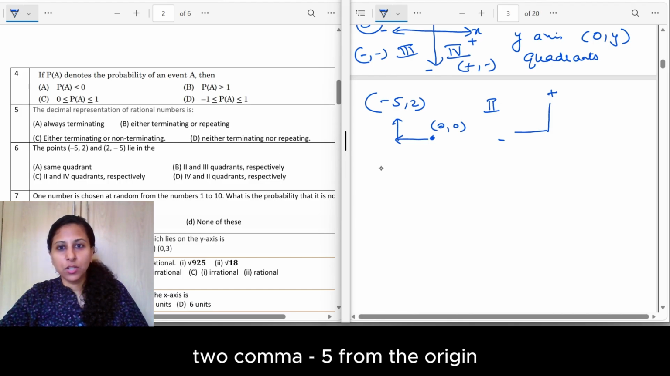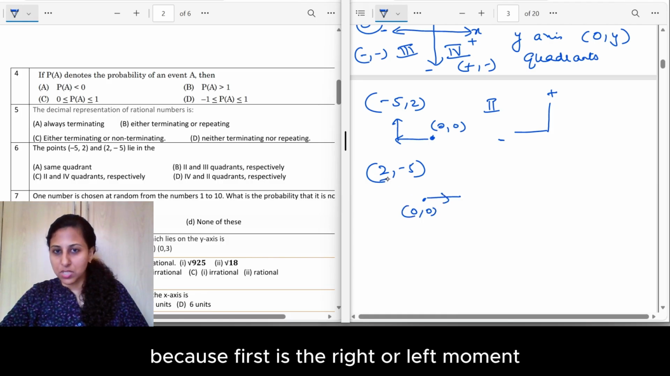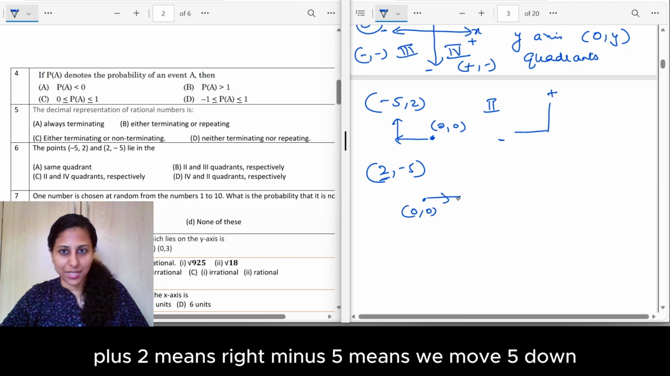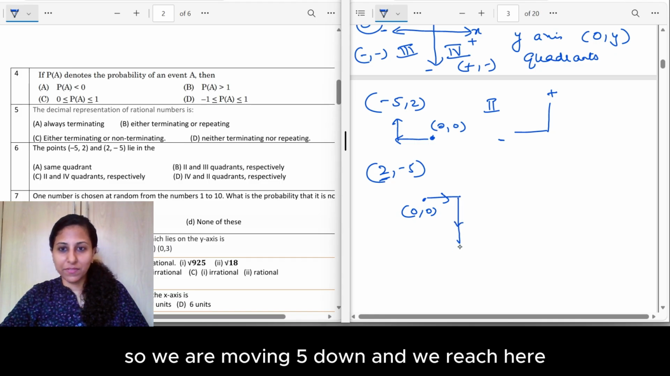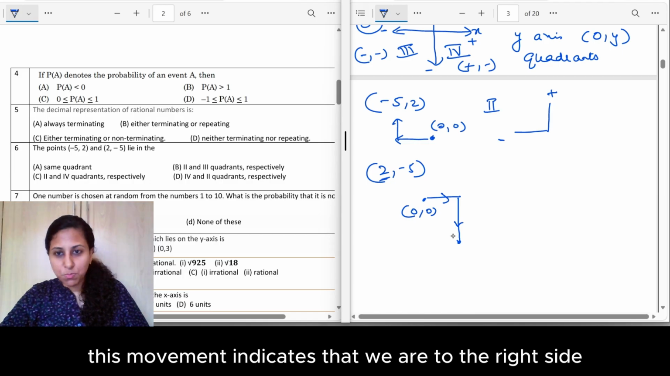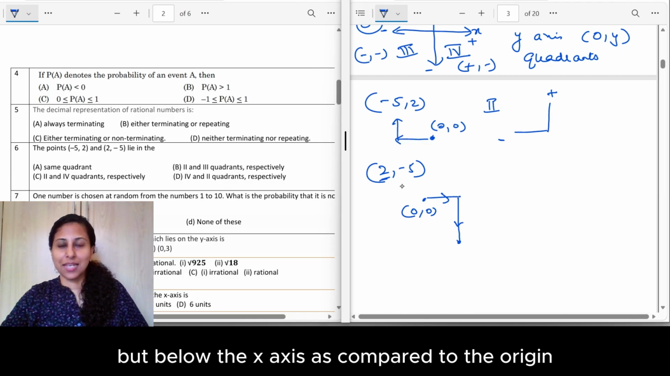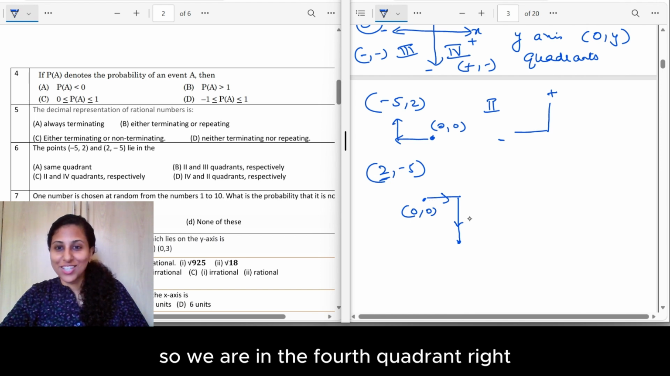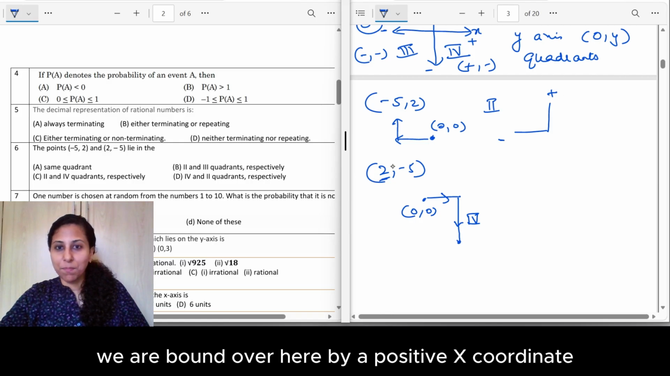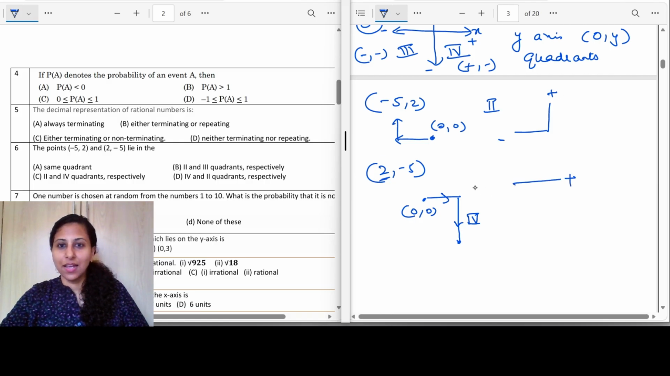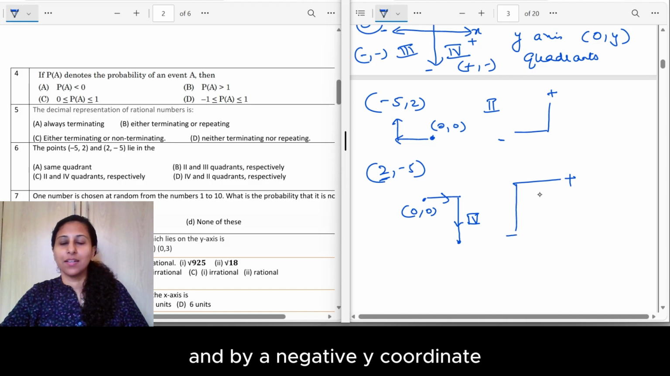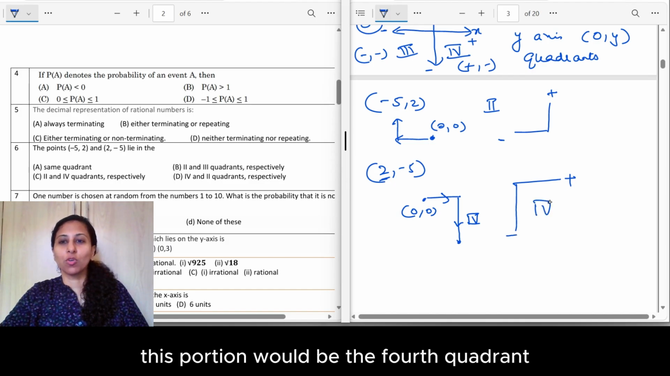What about the next point? 2 comma minus 5. From the origin, we are moving to the right because first is the right or left movement. Plus 2 means right. Minus 5 means we move 5 down. So we are moving 5 down and we reach here. This movement indicates that we are to the right side but below the x-axis as compared to the origin. So we are in the fourth quadrant, right? We are bound over here by a positive x coordinate and by a negative y coordinate. This portion would be the fourth quadrant.